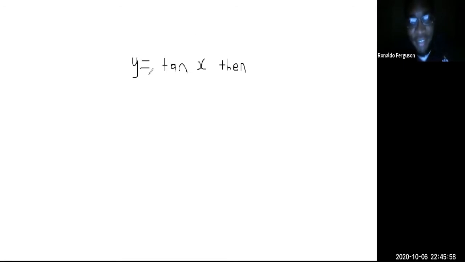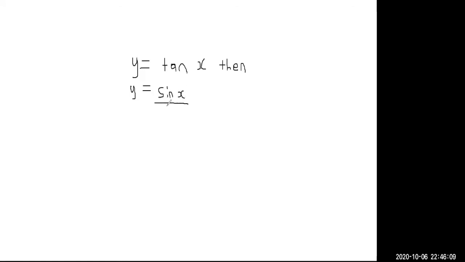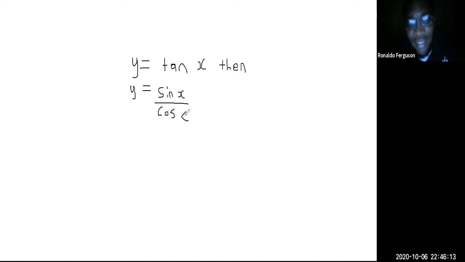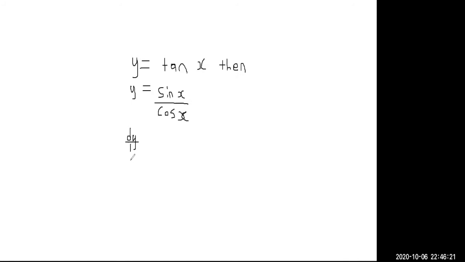So let's verify it. Now y equals tan x is telling us that y is equal to sine x over cos x. Do you agree with that? Yes. So y is equal to sine x over cosine x. And so now we can use quotient rule to differentiate this, right? Yes. All right, so let's use quotient rule.